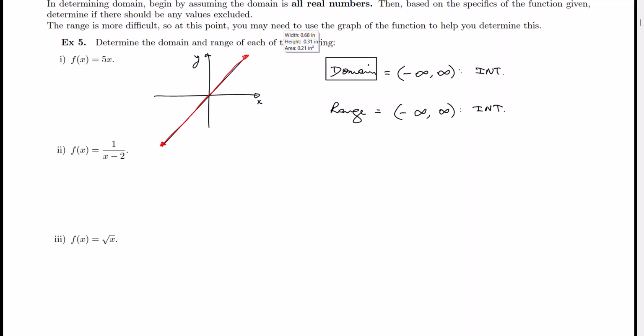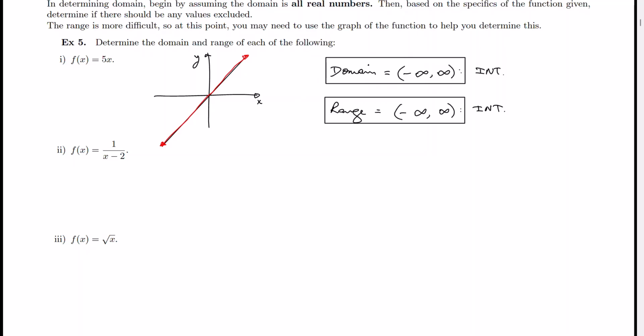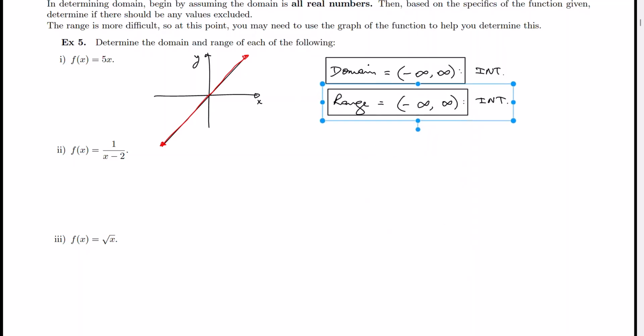So it's a good idea to remember that for linear functions, except special lines like horizontal ones or vertical ones, the domain and range for every linear function, except for those two I just mentioned, is always going to be negative infinity, comma, infinity. So linear functions, straightforward. The only exception, as I mentioned, is the horizontal lines or vertical lines. Those will have special domain and range.